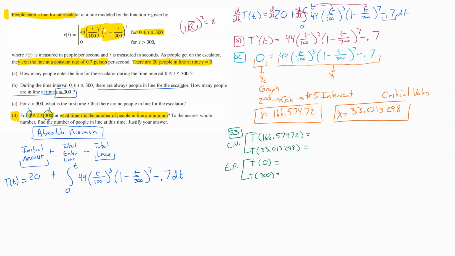And so we're going to plug all of those back into this original function up top here. So this would be 20 plus the integral from 0 to 166.574. Oops, let me get that all right for us in here. 574 point, or we already got the 0.72, and then of that equation. So 44 t over 100 to the third times 1 minus t over 300 to the seventh minus 0.7 dt.